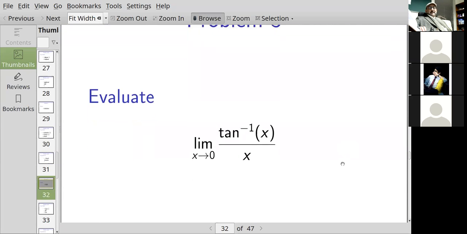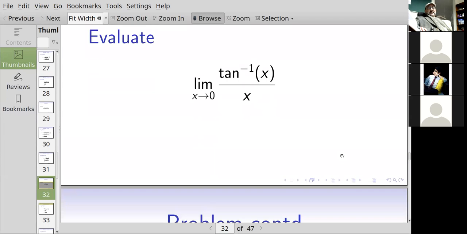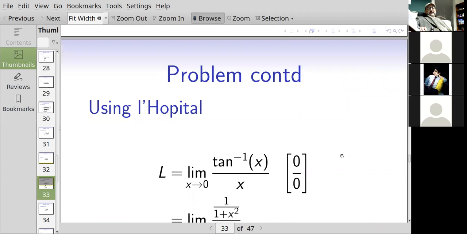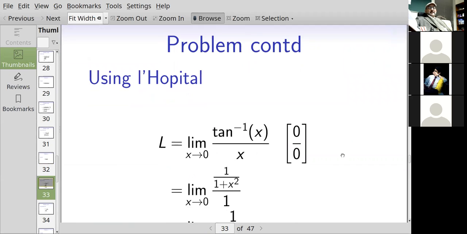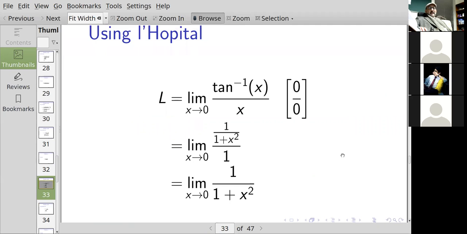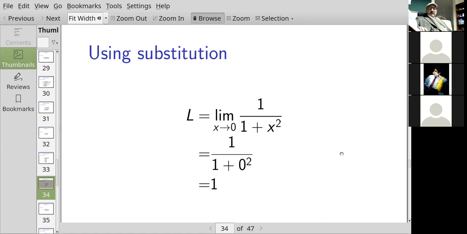Okay, let's try this one. The limit as x goes to 0 of inverse tangent of x divided by x. So what's the inverse tangent of 0? 0. Okay, so once again, this is a problem where you get 0 over 0. So you say, all right, fine, let's use L'Hopital's rule. The derivative of arctangent of x is 1 over 1 plus x squared, and the derivative of x is 1. So we have the limit as x goes to 0 of 1 over 1 plus x squared. Now you've got continuous functions on the top and the bottom, which are not going to 0, so you can just do a substitution. So 1 over 1 plus 0 squared, which is equal to 1.